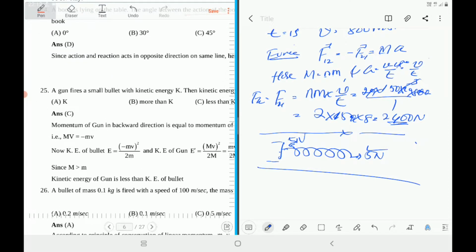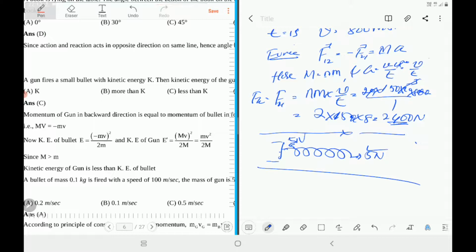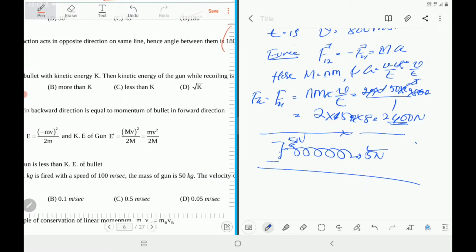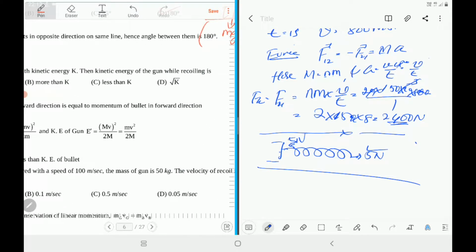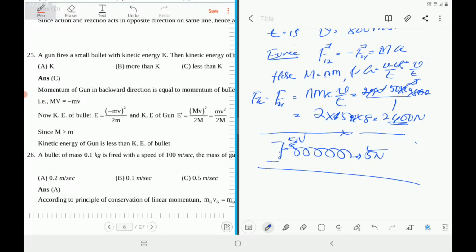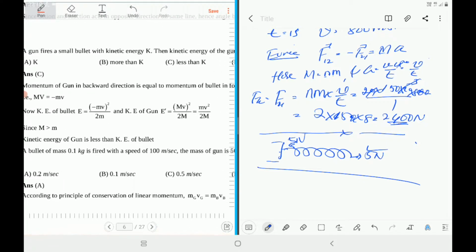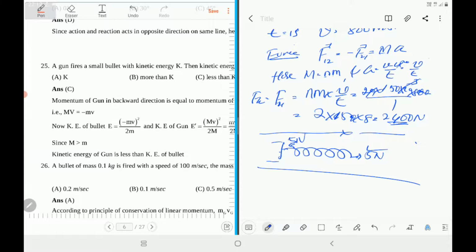Now look at question 25. It's very simple. A gun fires a small bullet with kinetic energy K. Then the kinetic energy of the gun while recoiling will be? So these problems are based on the law of conservation of momentum, right?